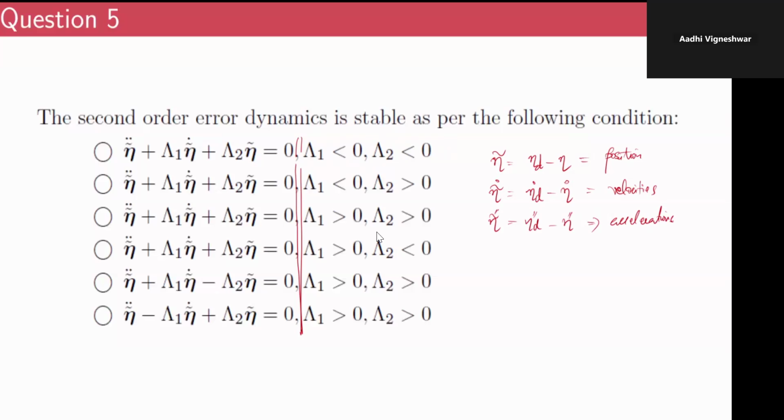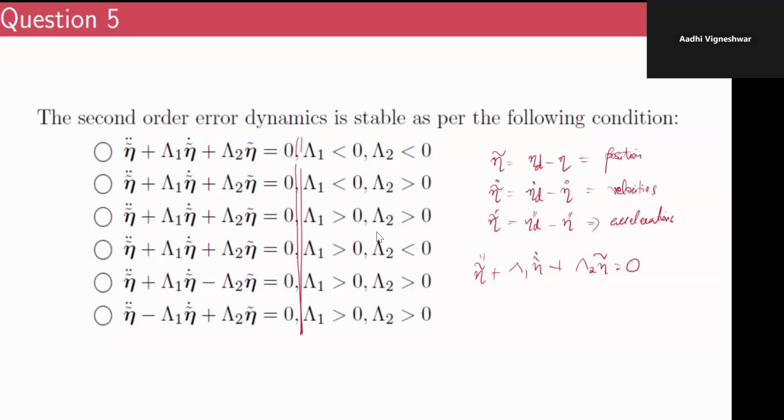And this is basically a second order differential equation: eta tilde double dot plus lambda 1 eta tilde dot plus lambda 2 eta tilde. So how do you choose lambda 1 and lambda 2 so that the system is stable, right? How do you choose lambda 1 and lambda 2 for the system to be stable?